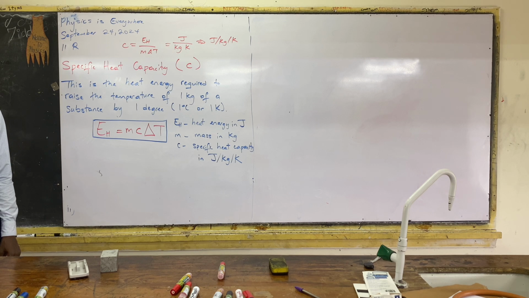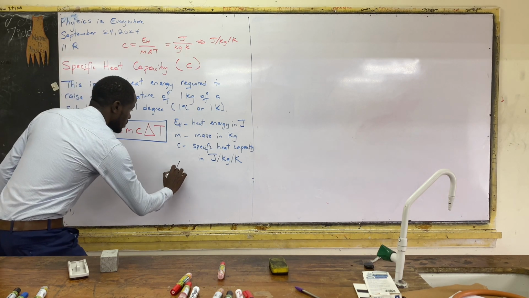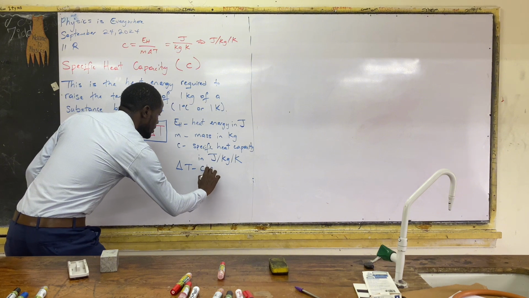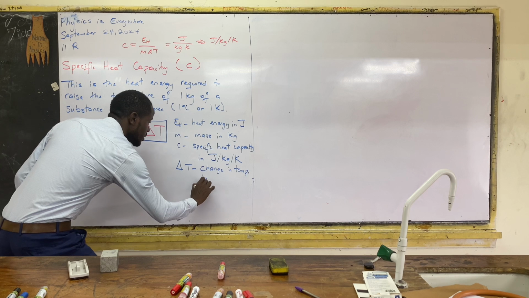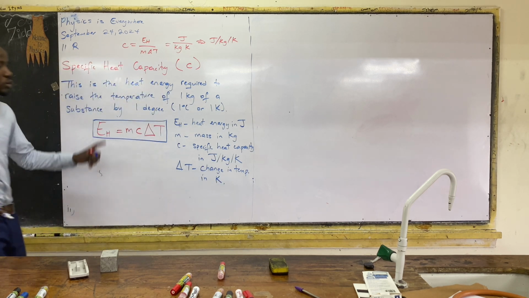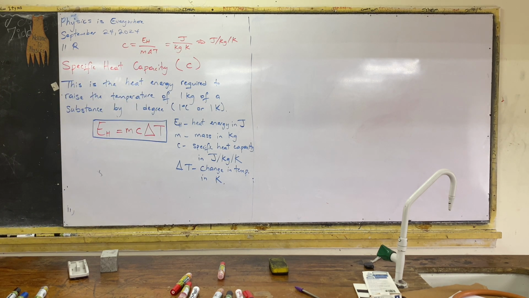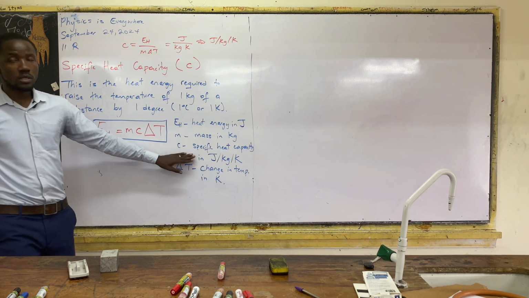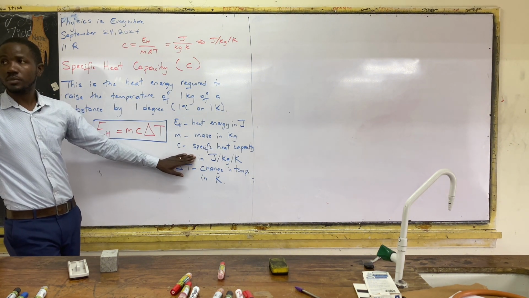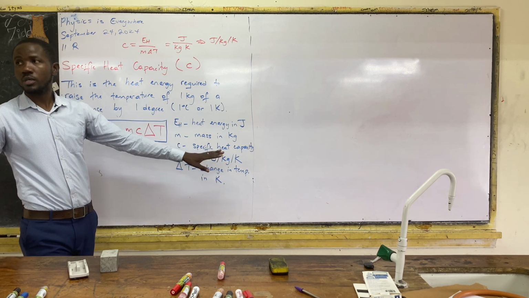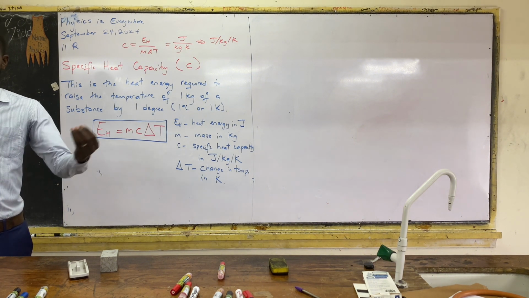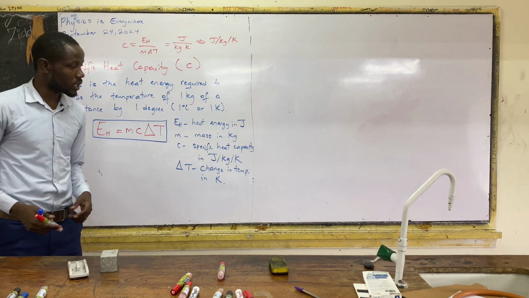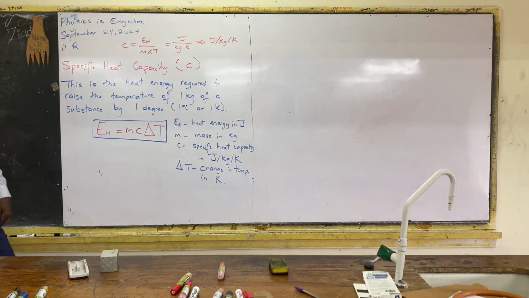And then delta T now is the change in temperature, and this is measured in Kelvin. So again, note that the specific heat capacity is measured in joule per kilogram per Kelvin. It's how much heat energy is required to change the temperature of 1 kilogram of the substance by 1 Kelvin. So that's what we see right there.